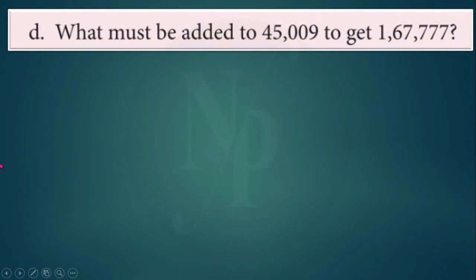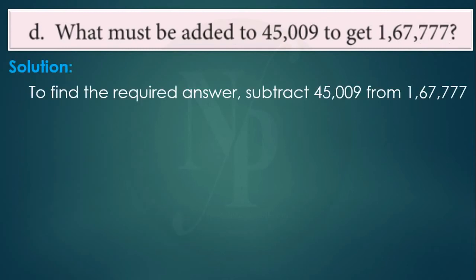Next question, D. What must be added to 45,009 to get 1,67,777? Solution. To find the required answer, subtract 45,009 from 1,67,777. So as per the given question, what must be added to this number to get the other number? That means if you subtract the given number from the sum, you will get the other number. So let us do that now.